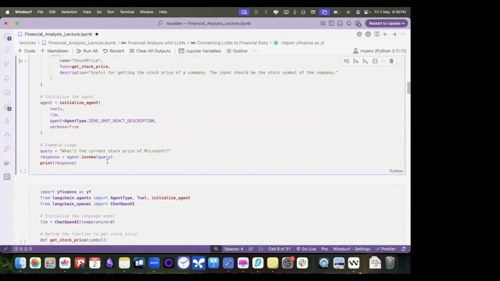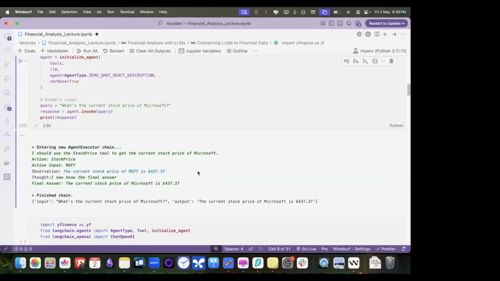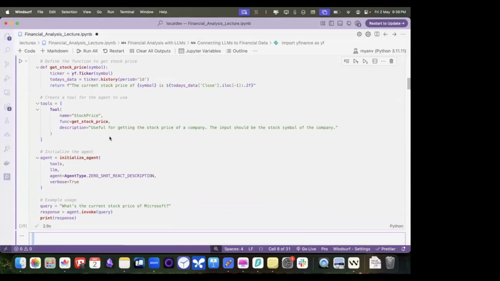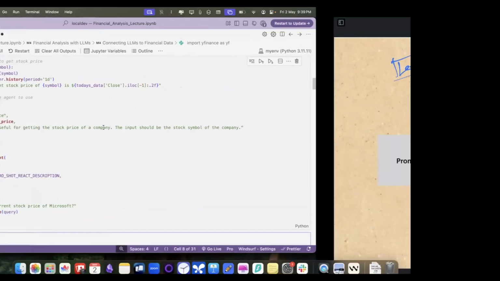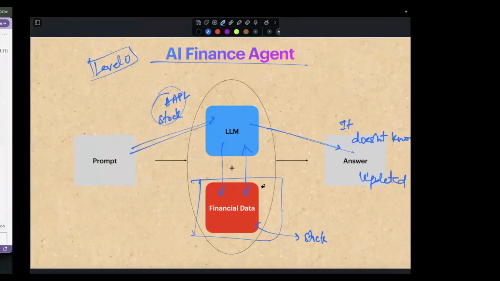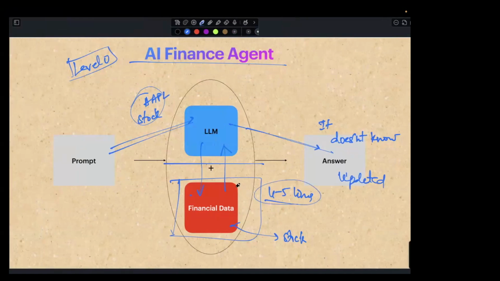Now I can ask, what's the current stock price of Microsoft? If I run this, the agent will actually use the Yahoo Finance dataset and give you the answer. It's using the stock price tool that we have made, and then it's giving the latest stock price. That is how simple it is. You just take your LLM and connect it with the other code. You write, let's say, 4 or 5 lines of code for connecting it to financial data, and it's automatically updated with the latest finance data, as we can see.